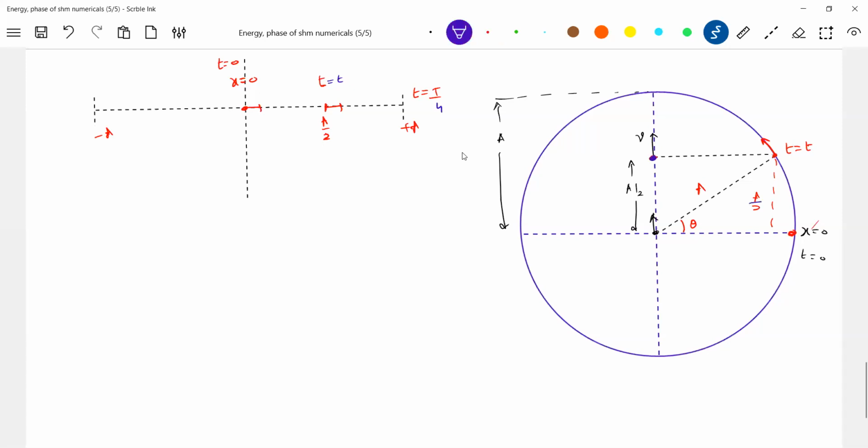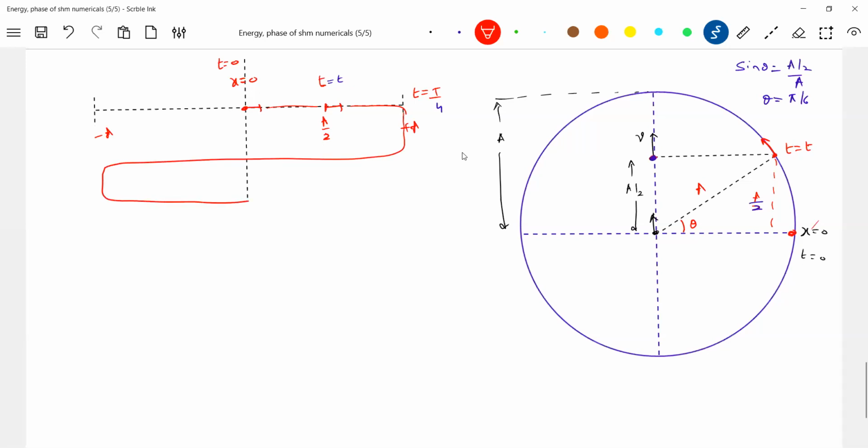First, can you say anything about sine theta? It is a by 2a, so theta is equal to pi by 6. What is the time it will take to complete one oscillation? What do you mean by the time it takes to complete one oscillation? It will be like this. This is one time period, no? Capital T, T by 2.